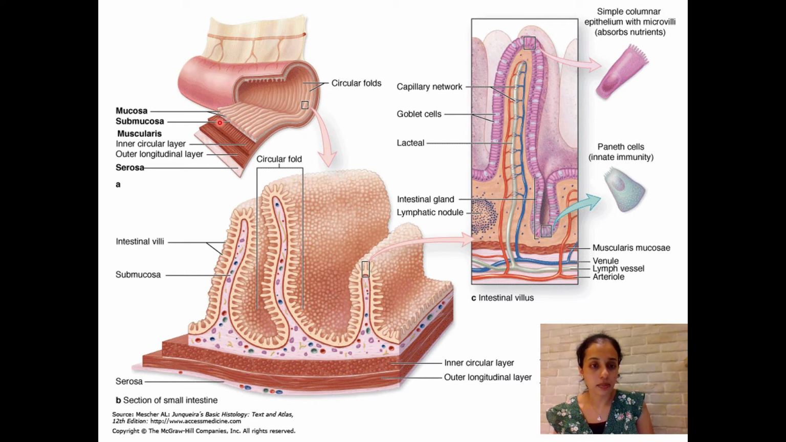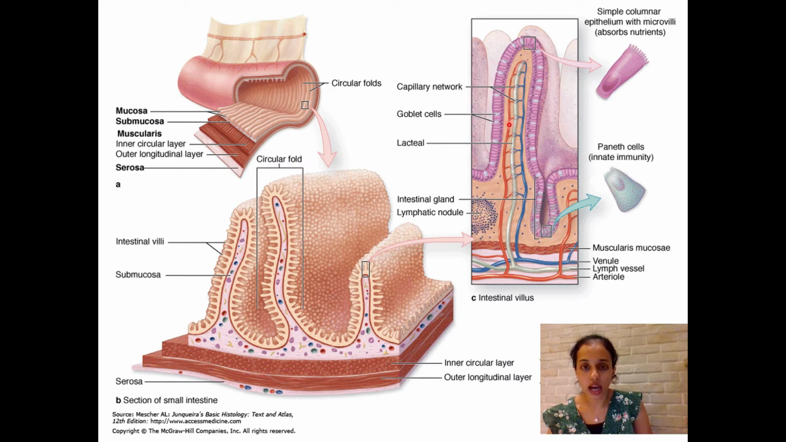And submucosa, then the muscularis externa having inner circular and outer longitudinal layers. Small intestine organs are intraperitoneal, so that's why you'll be seeing serosa, that means loose connective tissue, along with mesothelium. Here you can see the simple columnar epithelium, so this is a villus, the intestinal villus, and this is the lamina propria.